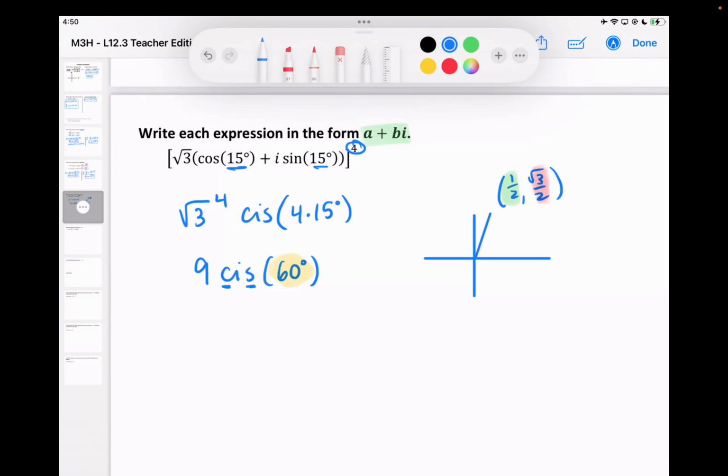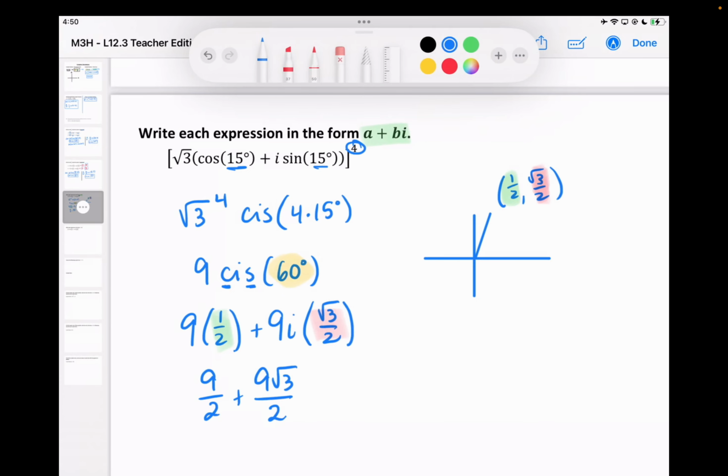So I'm going to go ahead and convert it by doing 9 times 1/2, because 1/2 is cosine of 60 degrees, plus 9i, forgot the 9i, times square root of 3 over 2. So this was the x, remember? That was the x. This is the y. Okay, so all I have to do now is just simplify that. So this is 9/2 plus 9 square root of 3 over 2 i. That's your answer. You've converted it and everything.